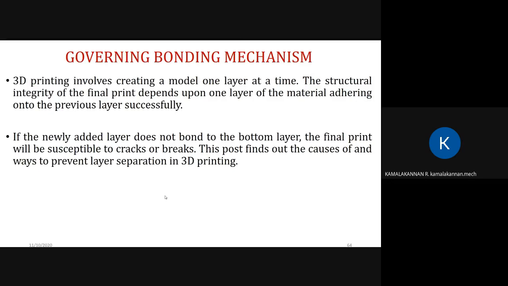Okay, so let us see. 3D printing involves creating a model one layer at a time. The structural integrity of a final print depends upon one layer of the material adhering successfully onto the previous layer. As you know, it is printing layer by layer. A layer has to be adhered properly to the other layer for a successful output in mechanical properties. If you print and adhere properly, it will be stronger.